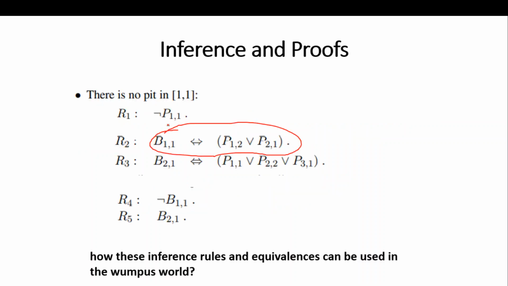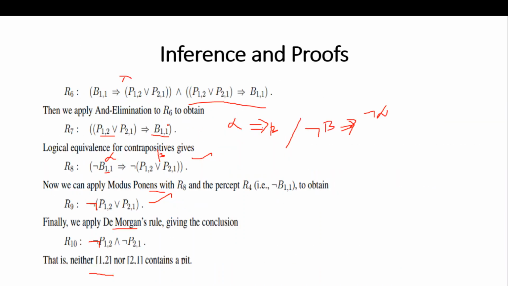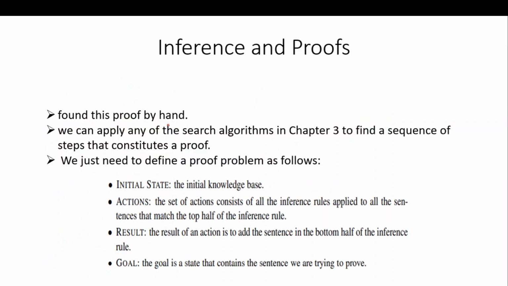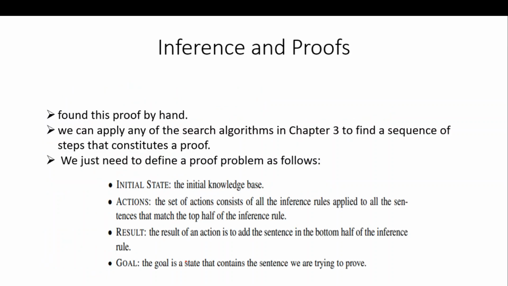So basically this technique's time complexity is less, whereas the normal technique which we did previously, model checking, has a very high time complexity, and also needs to maintain huge truth tables to understand the values. But here all these are not required. So this proof, whatever we discussed in the previous lecture, shows that there is no pit in 1,2 or 2,1.